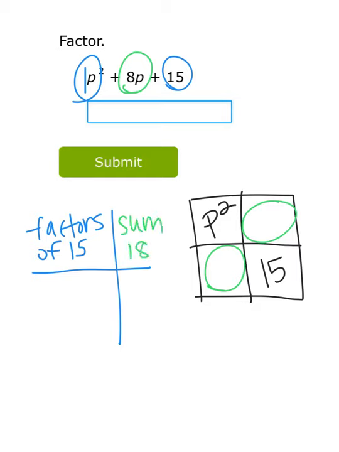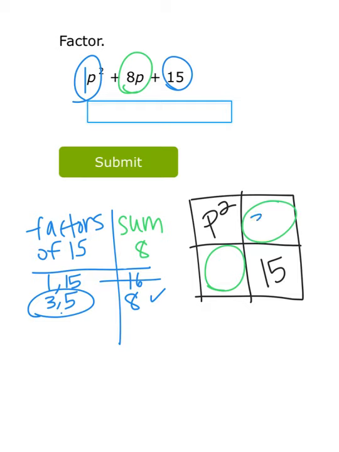Whoops, just 8. There we go. Alright, so let's list some factors of 15. 1 and 15, 3 and 5, and that's it. So if I add 1 and 15, I'm going to get 16. That one does not work. But if I add 3 and 5, I get 8, and that does work. So I know that the factors I need to use are 3 and 5.